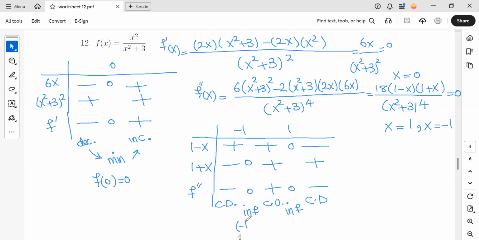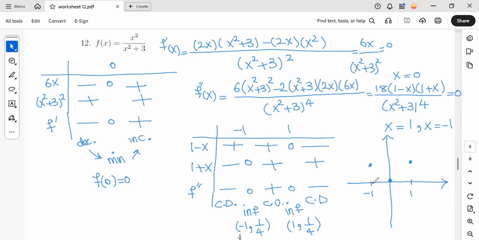The points are negative 1 and 1 over 4 when you plug into the original function, and this one 1 and 1 over 4 when you plug into the original function. So using all this information, we know that the points that are important to us are negative 1 and 1, both of them with a y value of 1 over 4, and 0 and 0. Pay attention here that between negative 1 and 1, it is concave up.